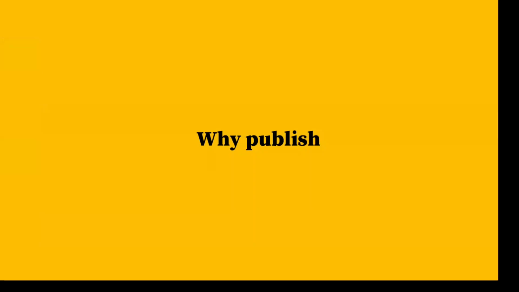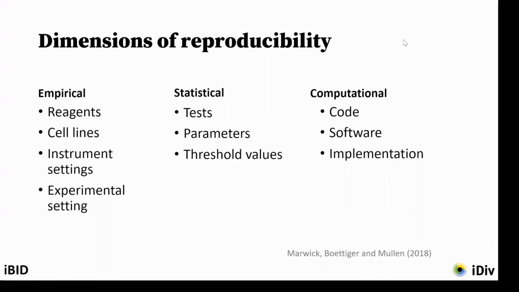So just a quick reminder, right? Why we want to publish our code. I'm basing myself on this publication by, let me just get the pointer, this publication from Marwick, Buttingen and Mullen, where they define the dimensions of reproducibility as the empirical part, the statistical part, and the computational part.